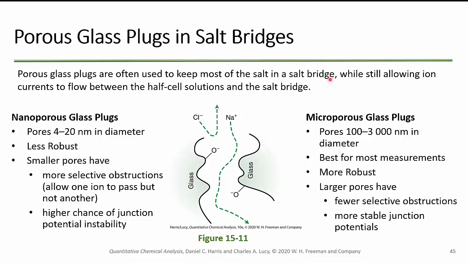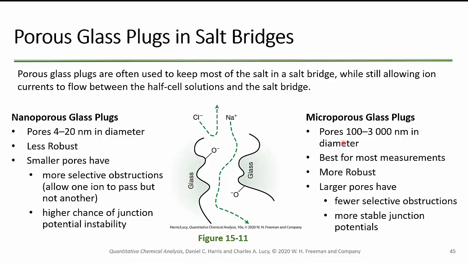And we've got two different size regimes for that. We've got what are called microporous and nanoporous. The nanoporous glass plugs are going to have pores, which are holes in the glass, that are between 4 and 20 nanometers in diameter. They're less robust, they're more fragile, you can scratch them up real easy, they can get clogged, they can get junked up. It's more selective obstructions. It's going to allow one ion to pass, but not another. So here, this chloride is too big to fit through, but that tiny little sodium can make its way through. So it's more selective, but it's got a higher chance of junction potential instability. So like you could wreck that pretty easy.